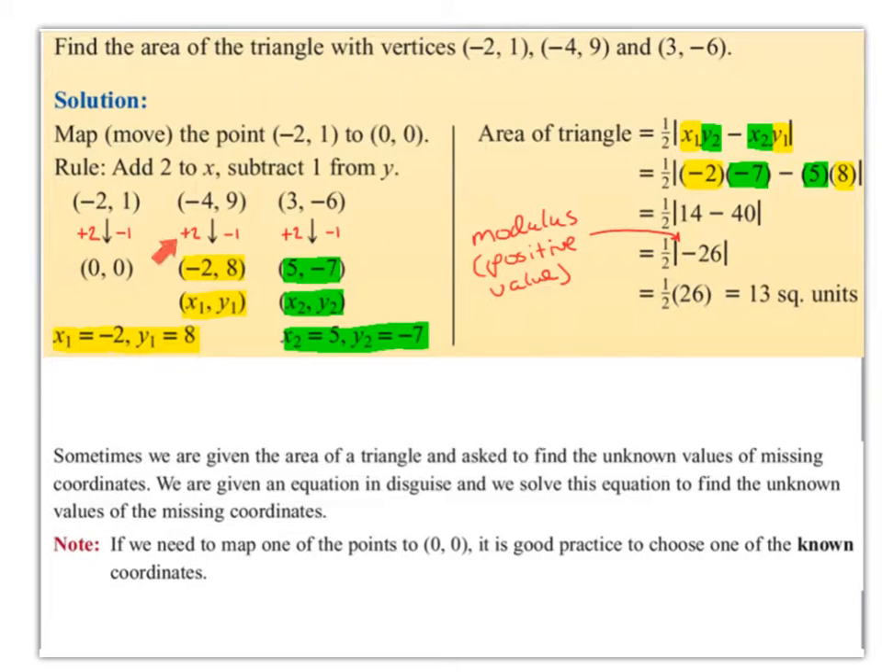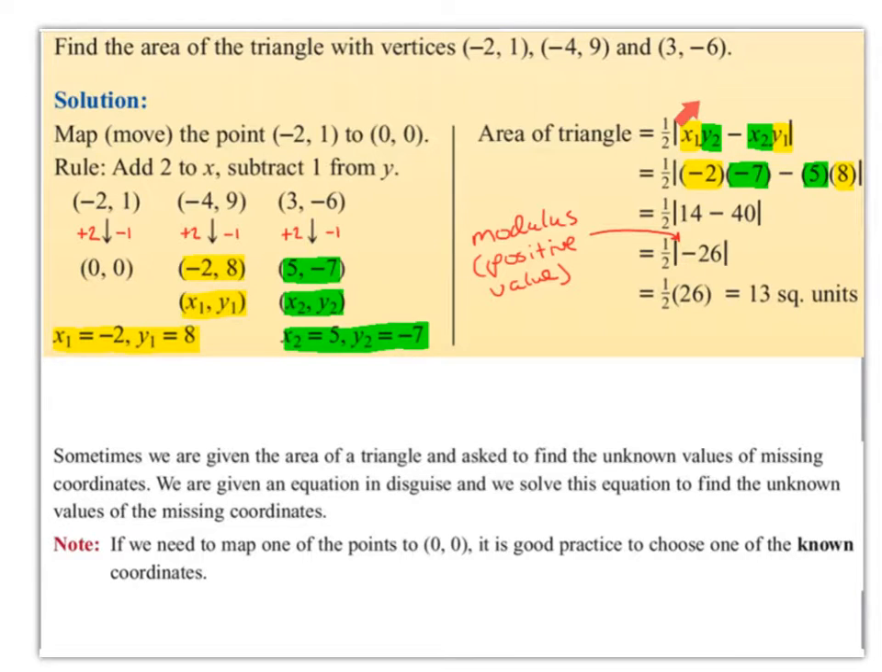Then we label our points, x1, y1, x2, y2. So x1 is -2, y1 is 8, x2 is 5, y2 is -7. Now we use these points and we use our area of a triangle formula. So our formula is a half times the modulus of x1 times y2 minus x2 times y1. Remember, this formula is in your formula book, you don't need to learn it off.